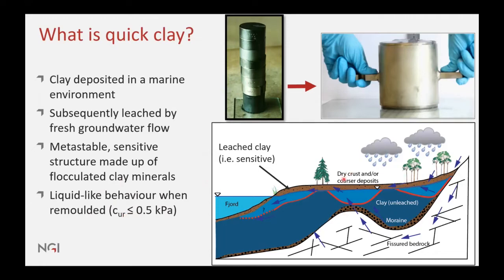Now, some ways to produce quick clay through geological history is that either it comes from precipitation, on the top of the soil, or it can be from groundwater flow going through fissures in the bedrock and then in the material, for example.